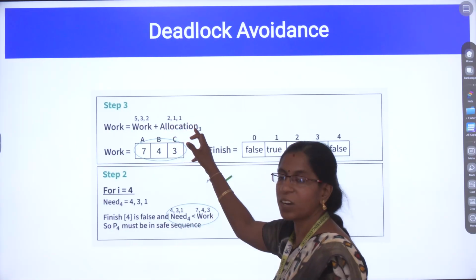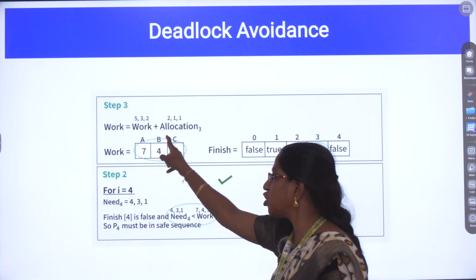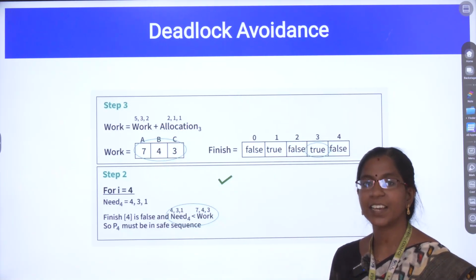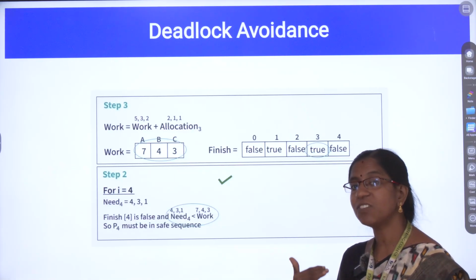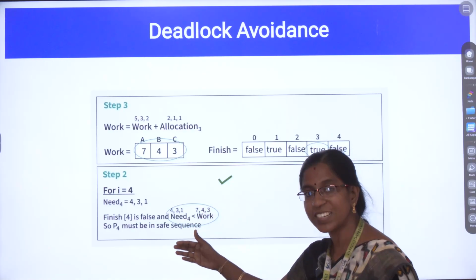So 211 is coming here. Both should be added and we can get a new work value. This is 743. So we are moving to the next iteration.